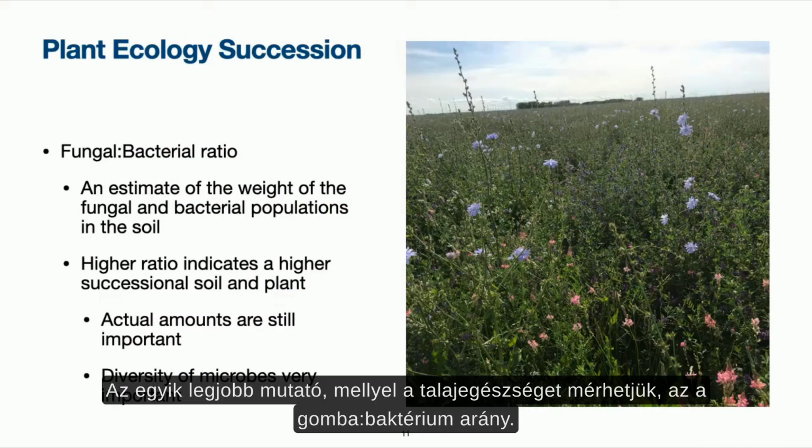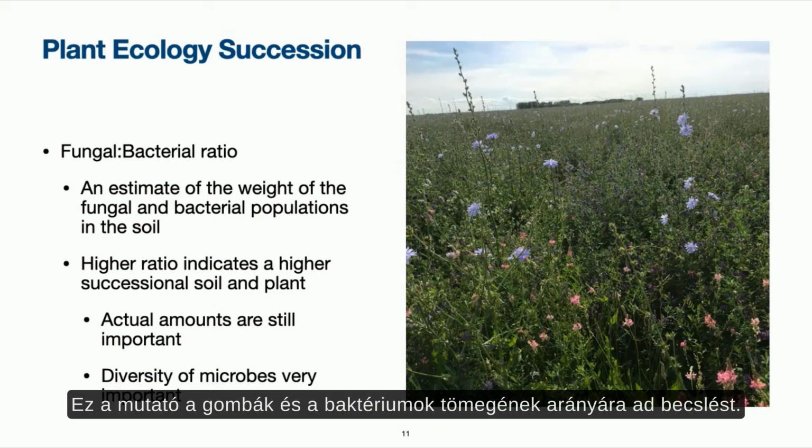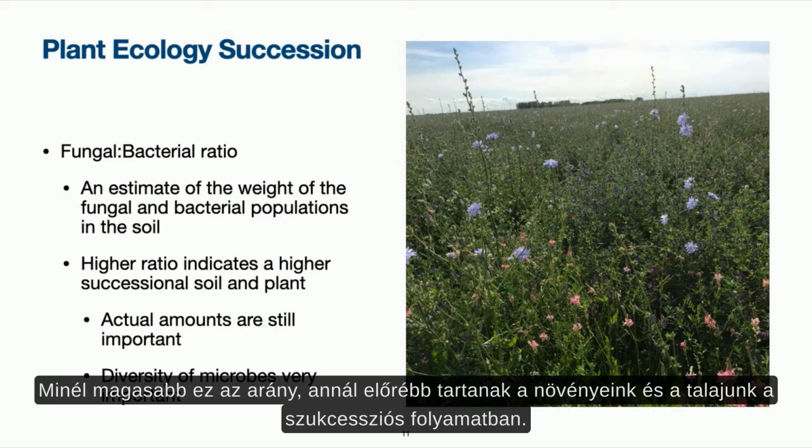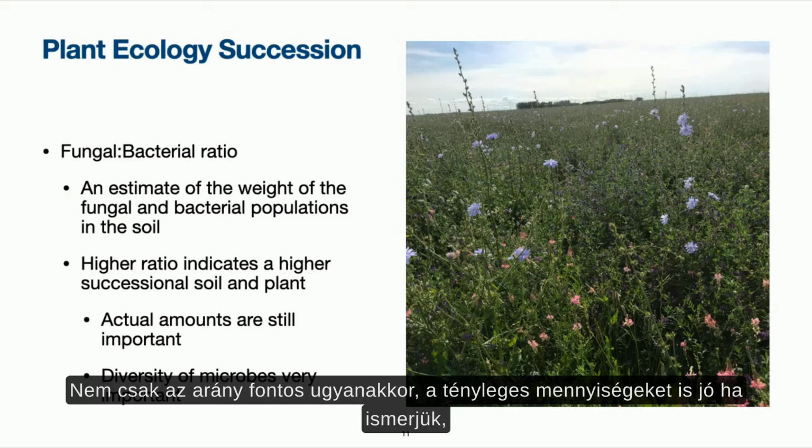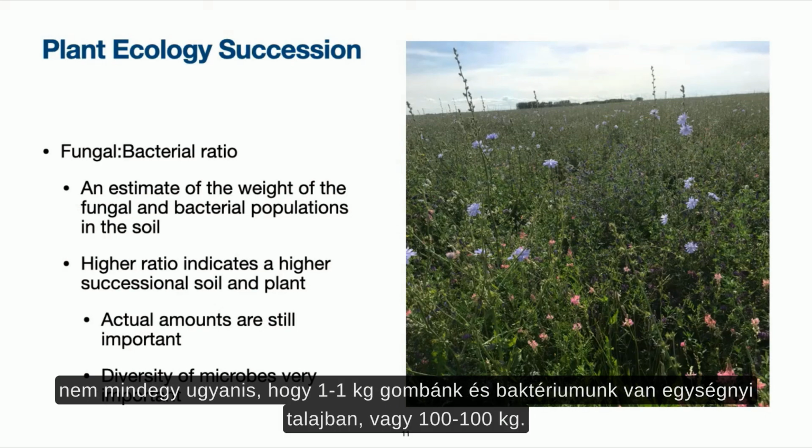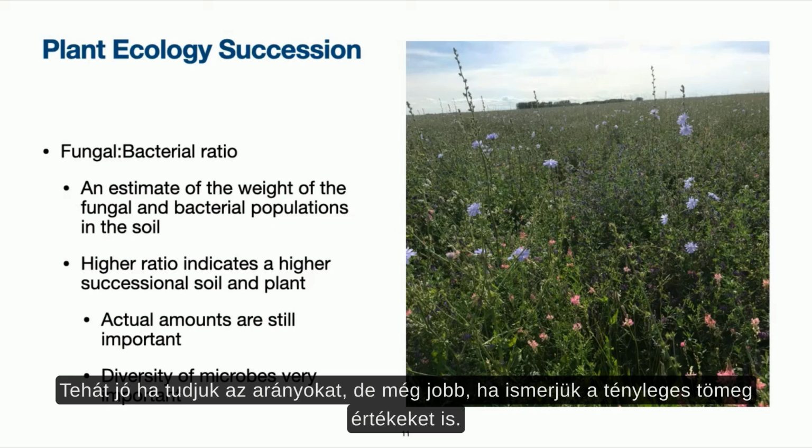One of the ways to measure soil health is to measure the fungal bacterial ratio. This is an estimate of the weight of the fungal and bacterial populations in the soil. The higher ratio indicates higher successional soils and plants. The actual amounts in those ratios are still important because we need to know, are we dealing with 1 pound and 1 pound of fungal and bacterial, or are we dealing with 100 pounds and 100 pounds? So, the ratio is good. To know the actual number is even better.